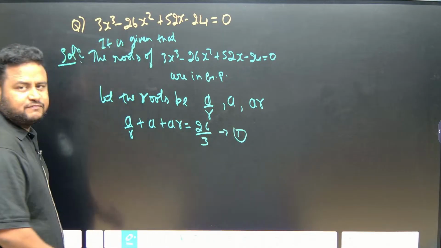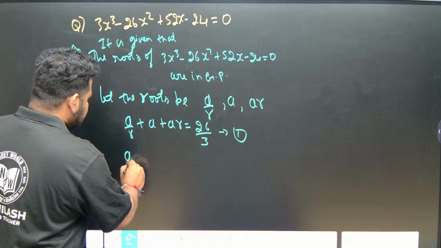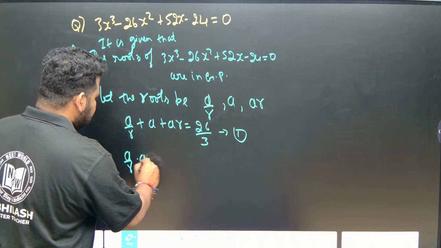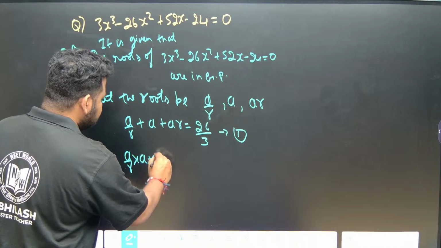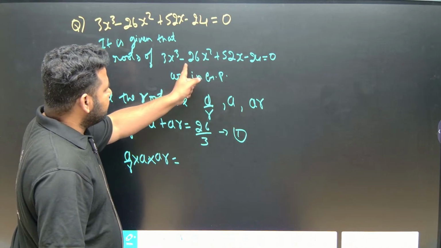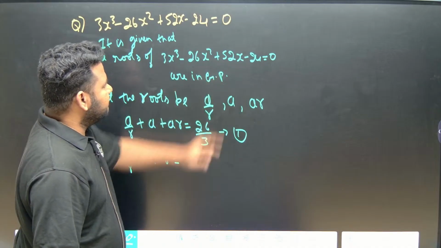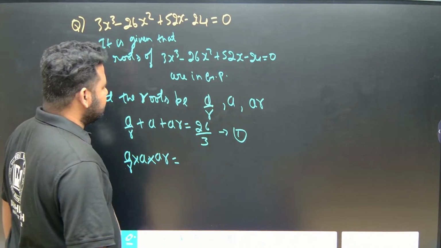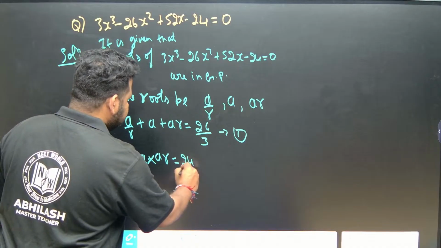Now, what about the product of the roots? The product of the roots is a by r into a into ar, which is equal to minus d by a. That is minus d by a, which is 24 by 3.